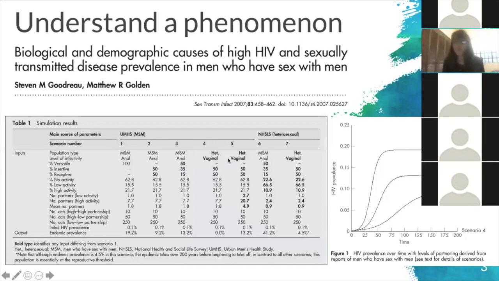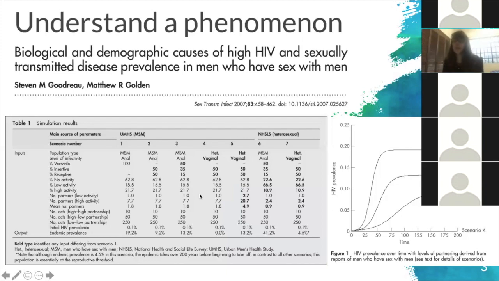And then what they did was to compare the risk among a heterosexual population. And so they assumed exactly the same patterns of behavior. So given that it's a heterosexual population, 50% insertive, 50% versatile, the same distribution by activity or number of sexual partners, the same number of sexual partners in each activity group that you can see here, 1, 1, 1, 7.7, 7.7, etc., and the same number of acts per partner. And you can see that in this population, we don't even see an epidemic for scenario four. So basically, the conditions are not sufficient to establish an epidemic among this heterosexual population.